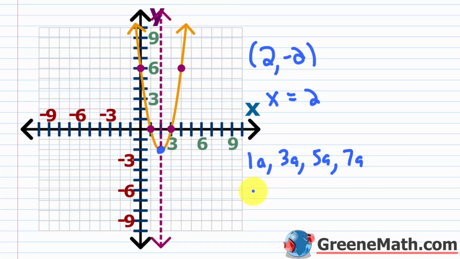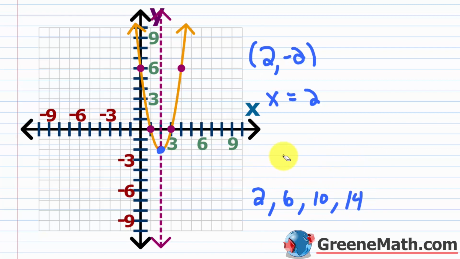So when we come back down here, the pattern's going to change. 1 times 2 is 2. 3 times 2 is 6. 5 times 2 is 10. 7 times 2 is 14. So what this is telling me is that when I move to the right 1 unit, I've got to go up 2 units. So to the right 1, up 2. Okay, so that's a point. Then if I move to the right 1 unit, I've now got to go up 6 units. So to the right 1, up 6. So that puts me there.